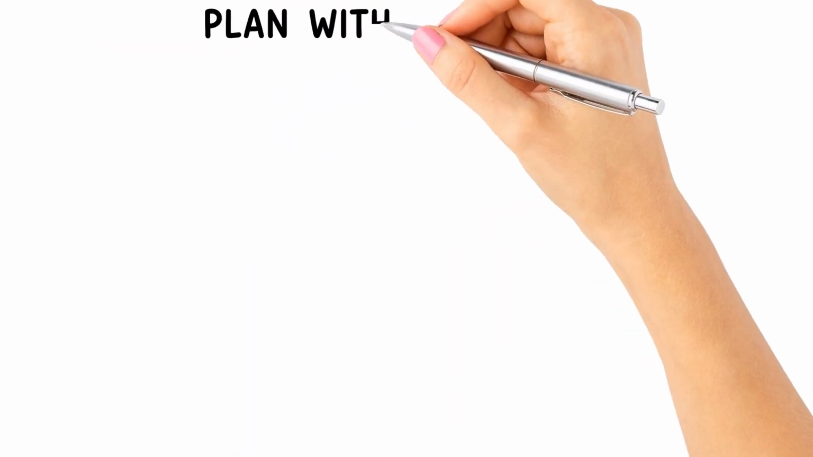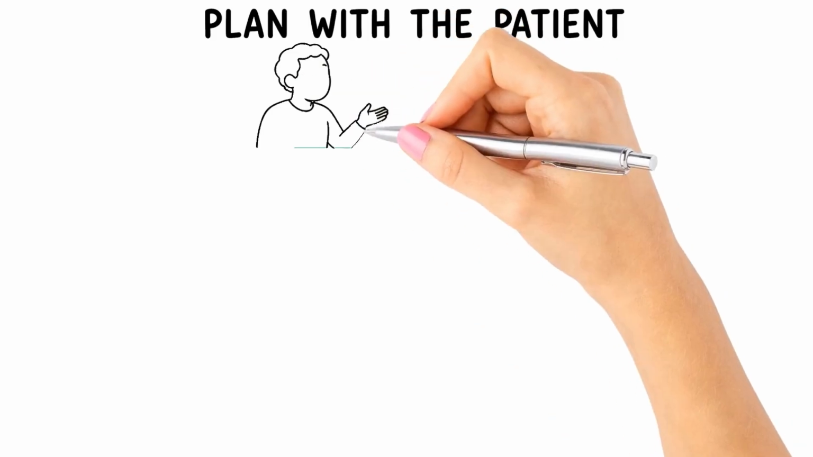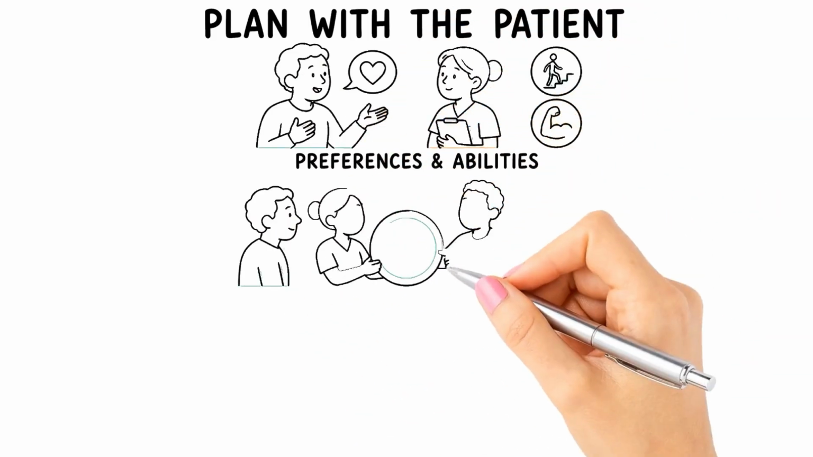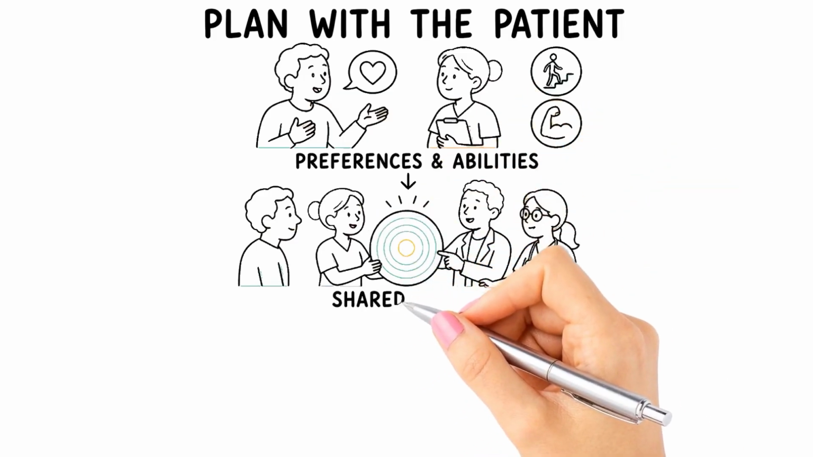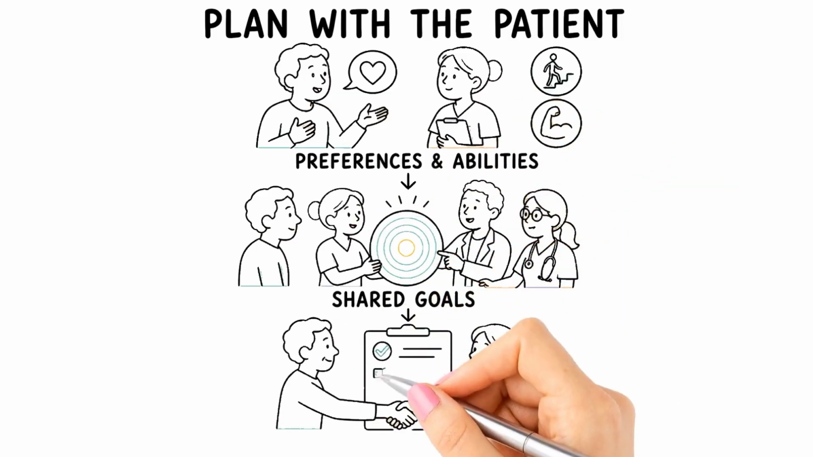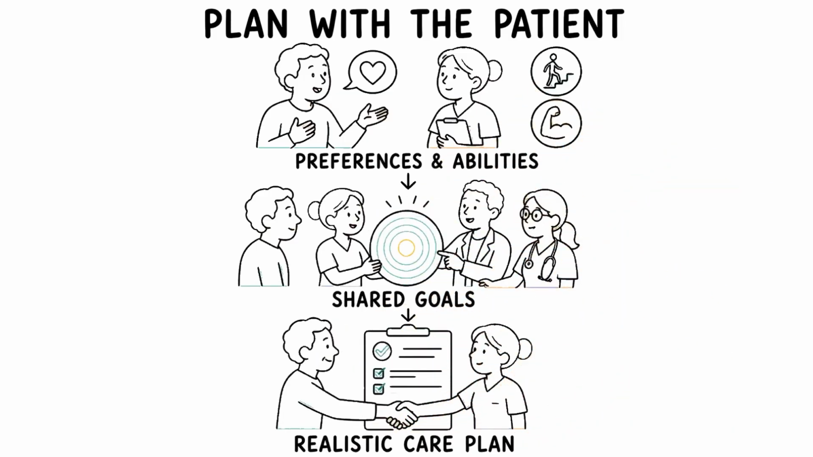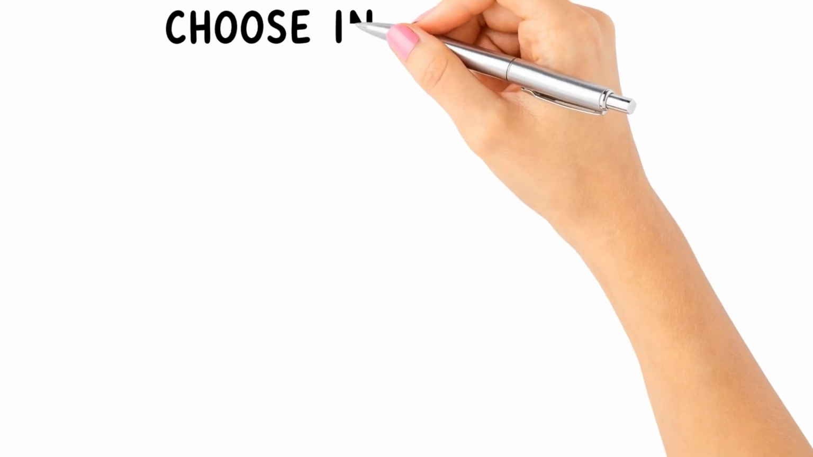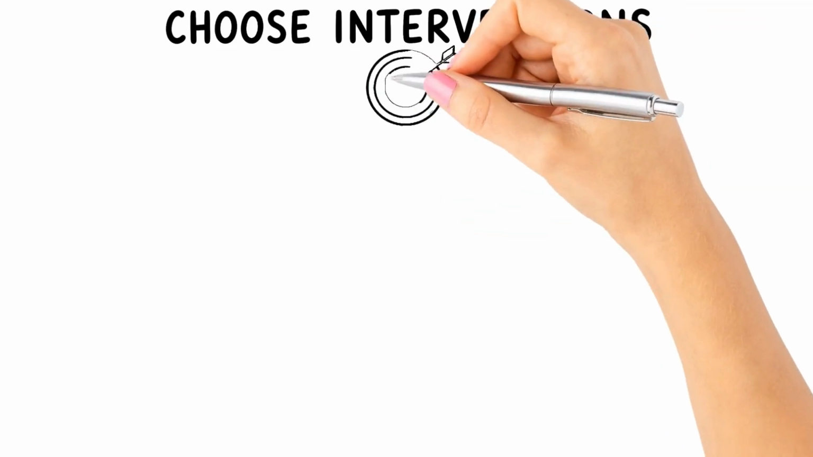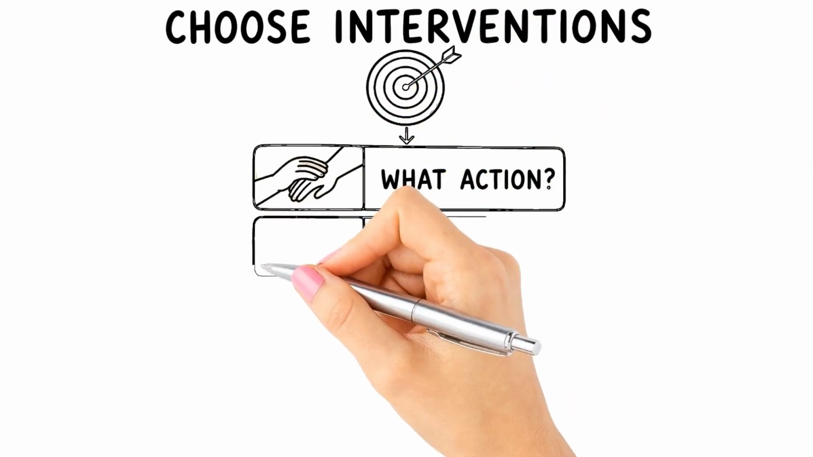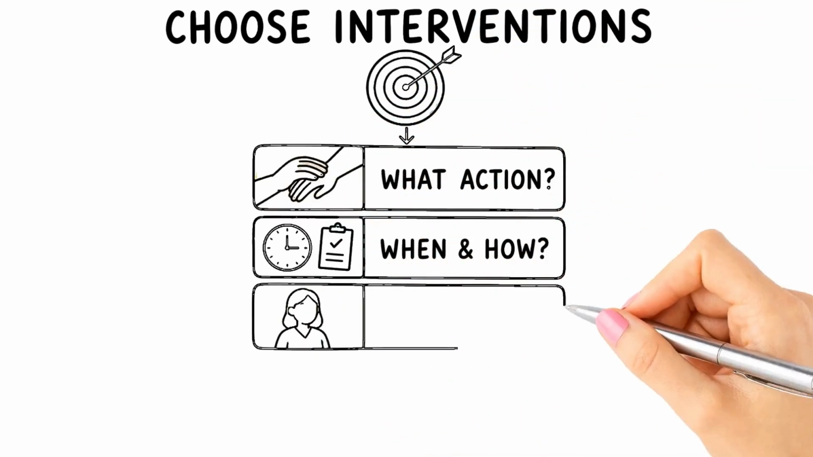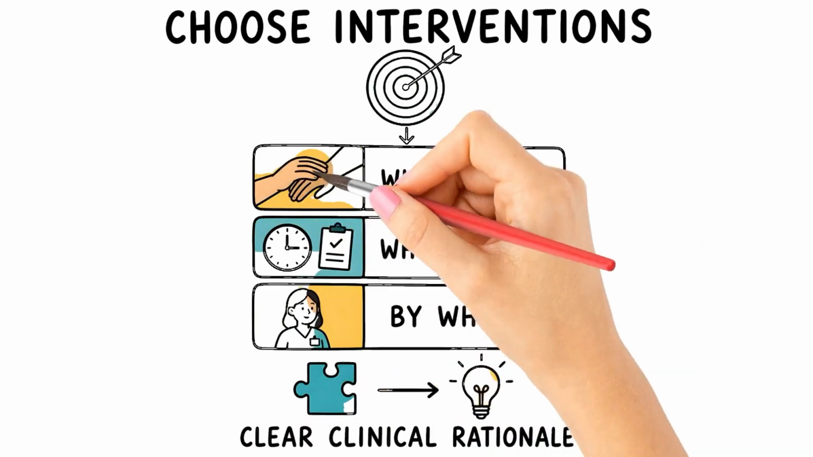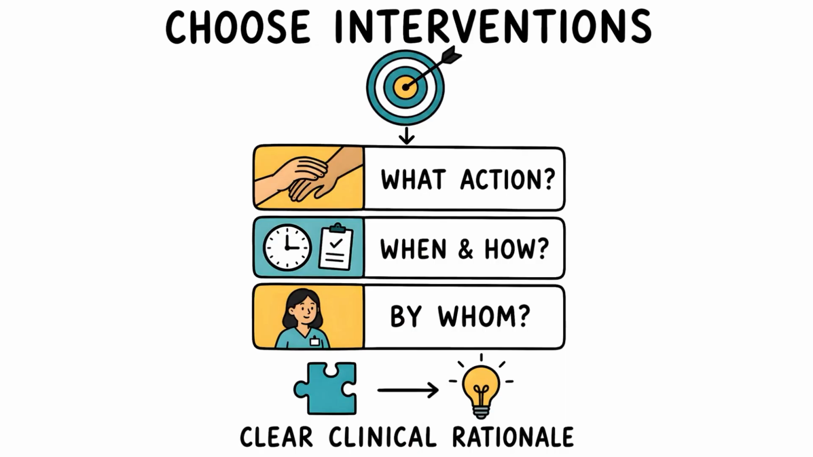Good planning is collaborative. The nurse involves the patient, considers personal preferences and abilities, and coordinates with the healthcare team. Shared goals make the care plan more realistic, understandable, and meaningful. For each outcome, the nurse selects appropriate interventions and records when, how, and by whom they will be performed. Every intervention should connect to an identified need and have a clear clinical rationale.